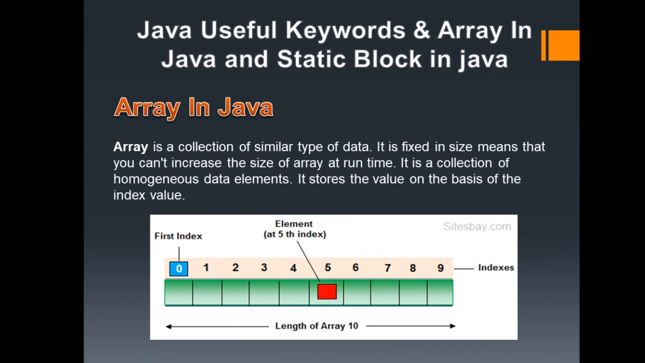So let's discuss array in Java. Array is a collection of similar type of data. It is fixed in size, which means that you can't increase the size of the array at runtime. It is a collection of homogeneous data elements. It stores the values on the basis of index value. Here is the diagram that shows the architecture of array inside the memory. Please note this diagram. This is a very important diagram.